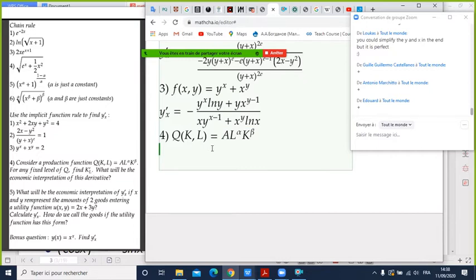So for any fixed level of Q, find the derivative of K with respect to L. So what does it mean for any fixed level of Q? For the utility function, we already saw a little bit that we can have indifference curves, right? So we're saying all along the curve, the utility is the same.